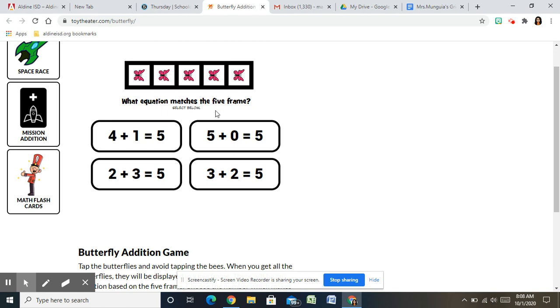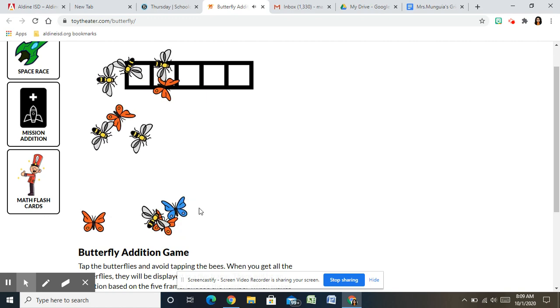Which equation matches the 5-frame? So it's just like the one I did before. So I know it's 1, 2, 3, 4, 5. 5 plus 0, because I don't see a different color, is equal to 5. Now we're going to move to level 3.